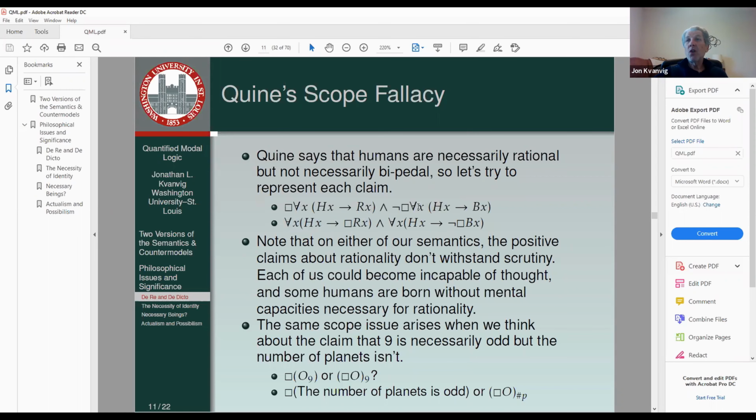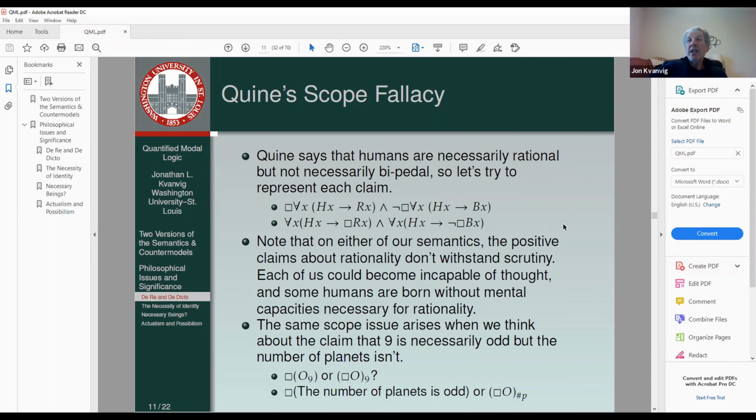This becomes even more obvious with the other readings. So take a look at the claim about being bipedal. Is it possible for there to be a human being who's not bipedal? Of course. Is it true that every human being fails to be essentially bipedal?